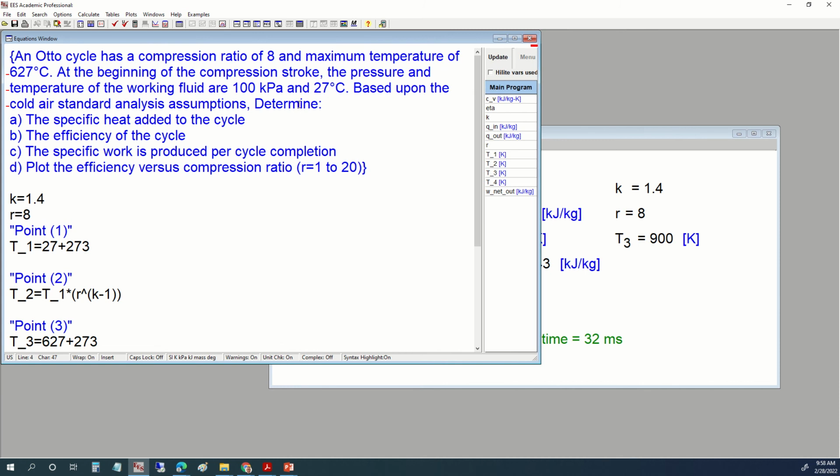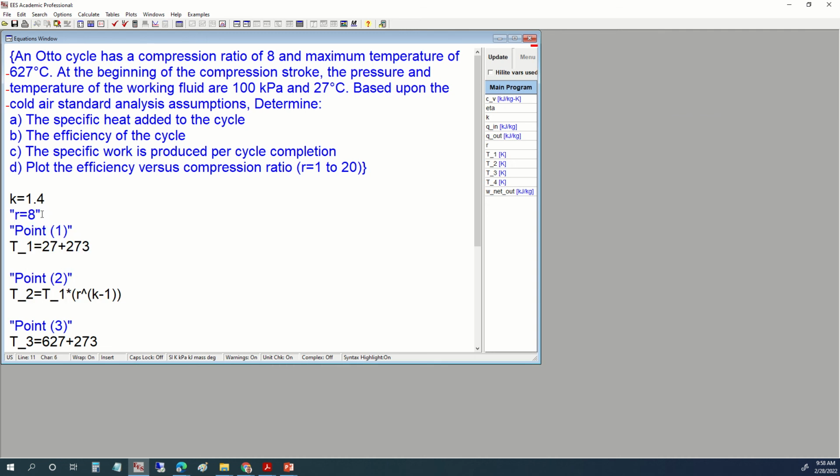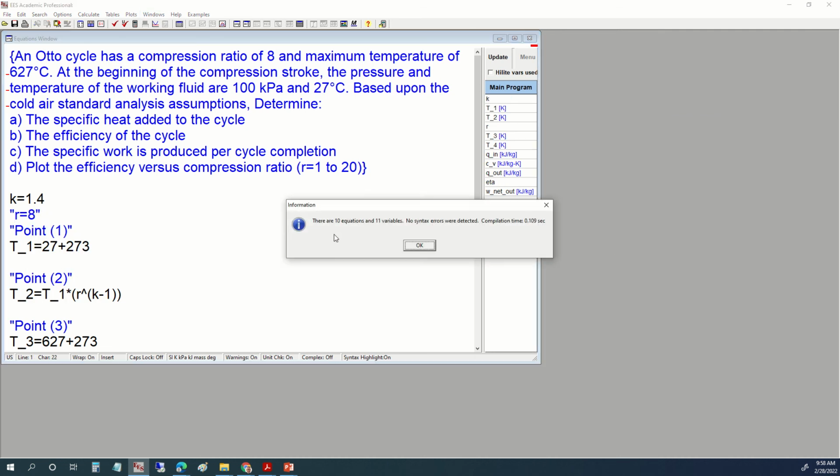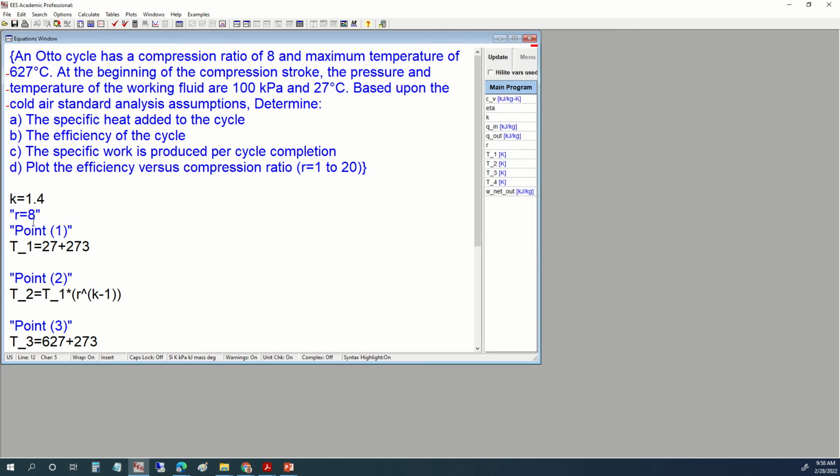Now the next point that we would like to find is part D, which is to plot the efficiency versus compression ratio. To do that, to plot the efficiency versus the compression ratio, we're going to put the compression ratio as a comment. So now if I try to solve, it will tell me I have 10 equations with 11 variables. It cannot solve because we commented the variable R.